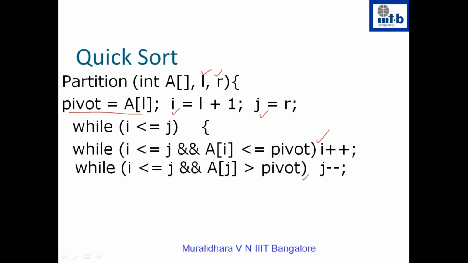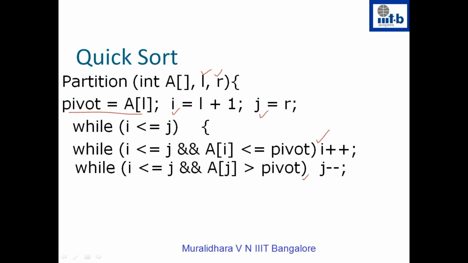So I basically have two pointers. One is the I pointer, which goes from left to right, and the J pointer, which goes from right to left. When I go from left to right, if I see a number which is smaller than the pivot, they are in the right place. I don't have to do anything. I keep going to the right. The moment I see a number which is greater than the pivot, that is not in the right place. So I start going from the right hand side to the left hand side.